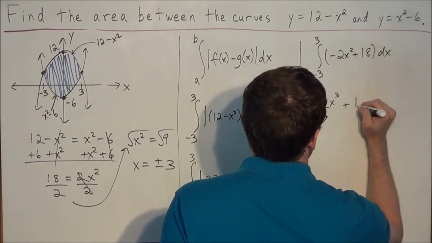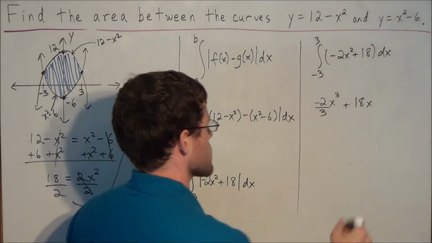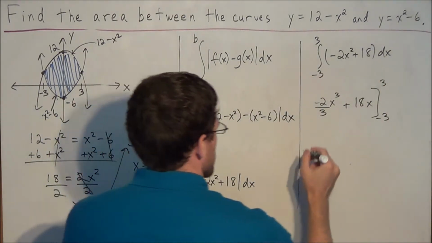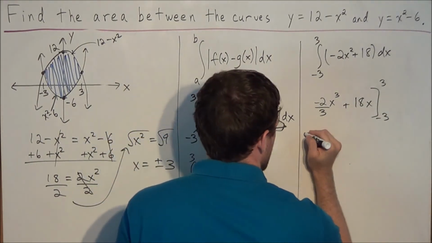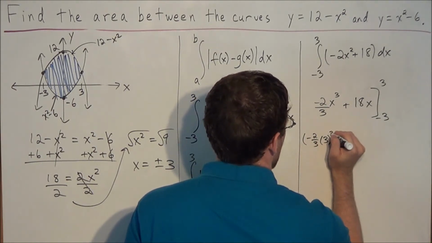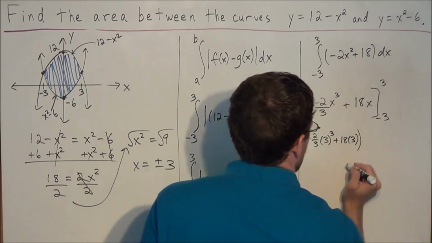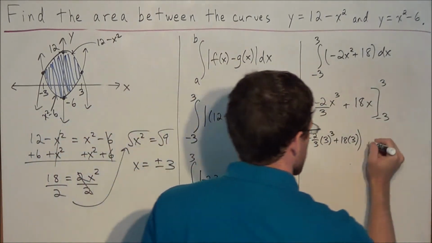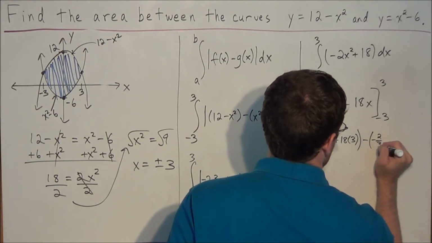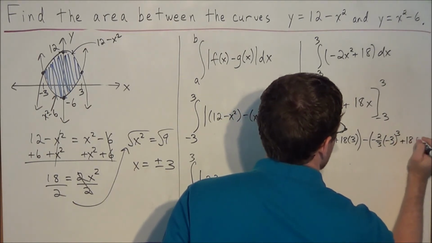And now we have plus 18x to the first, but we don't need to divide by 1 because that's a trivial result. And we're evaluating this from negative 3 to 3. So now we're just going to substitute. We substitute the upper limit first. So we're looking at negative 2/3 times 3 to the third power plus 18 times 3. That's the result of plugging in our upper limit, and we're subtracting the result of plugging in our lower limit. So we have negative 2/3 times negative 3 to the third power plus 18 times negative 3.